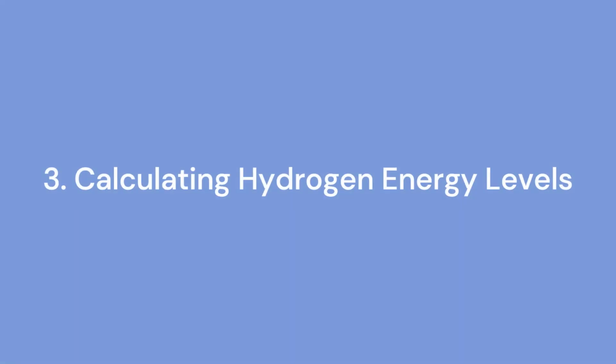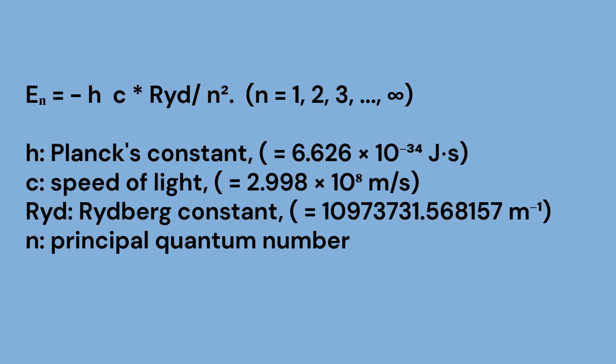3. Calculating hydrogen energy levels. Now let's turn our attention to a fundamental chemistry problem, calculating the discrete energy levels of the hydrogen atom. The energy levels E_n are given by the Rydberg formula: E_n equals minus h times c times ryd over n squared, where h is Planck's constant, c is the speed of light, ryd is the Rydberg constant, and n is the principal quantum number.